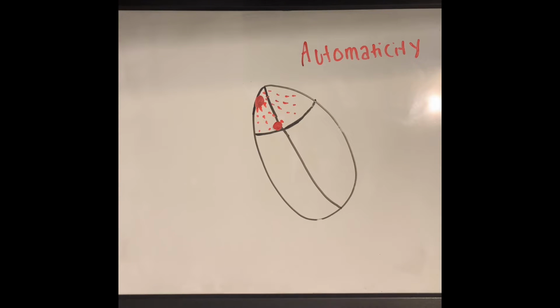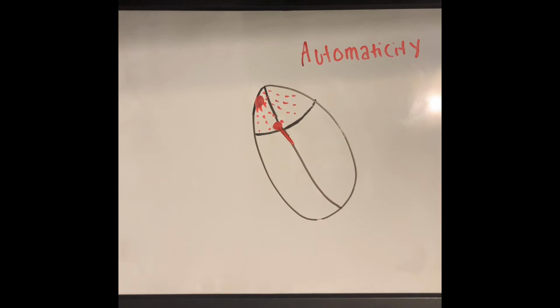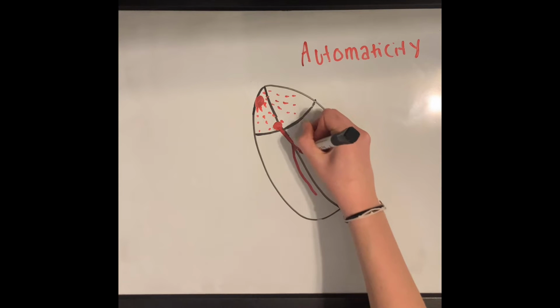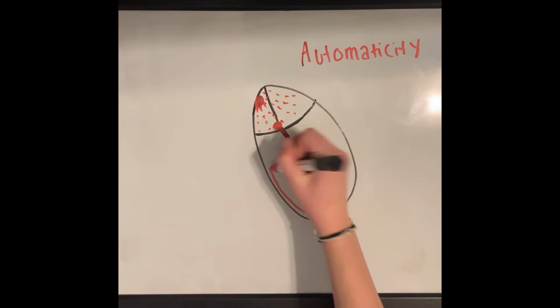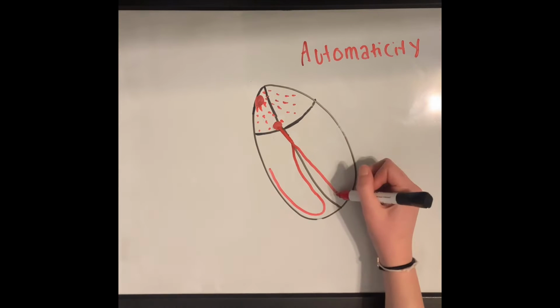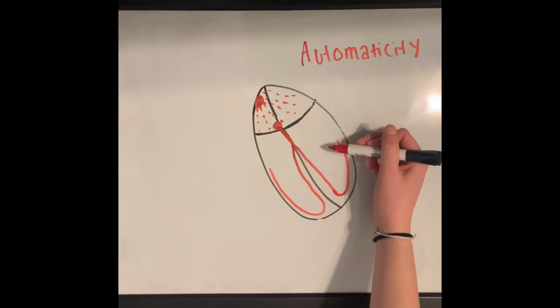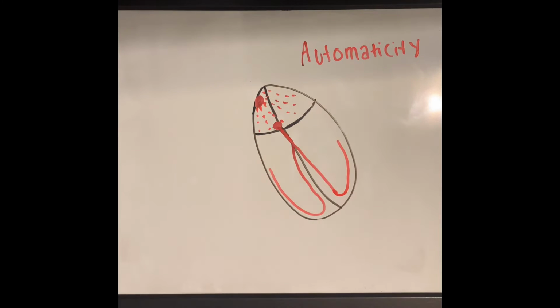After the AV node depolarizes, it is going to travel down the bundle of His, break off into the right and left bundle branches, and then wrap back up around the heart through the Purkinje fibers. This wrapping of the signal allows the ejection of blood to go up and out of the ventricles.